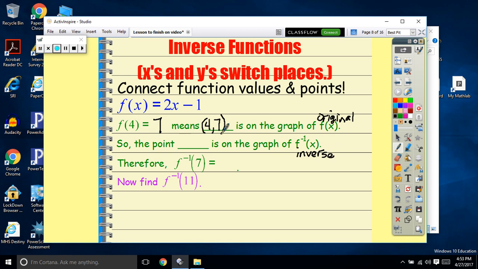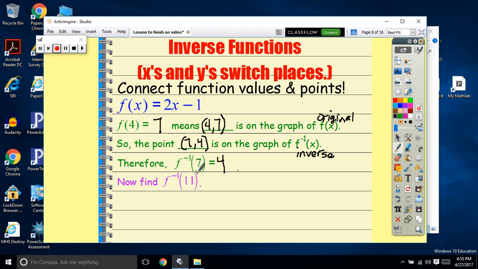I know for inverses I switch x's and y's, so that means 7 comma 4, look, my x and y just swap places, is on the inverse, the f inverse of x. So now 7 on the inverse is my x, 4 on the inverse is my y. So f inverse of 7 is 4.